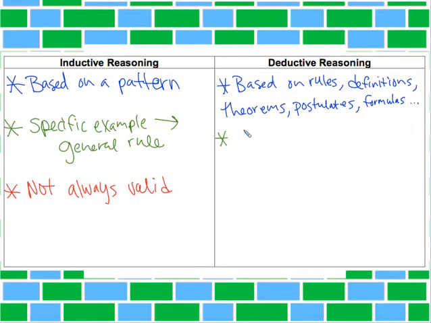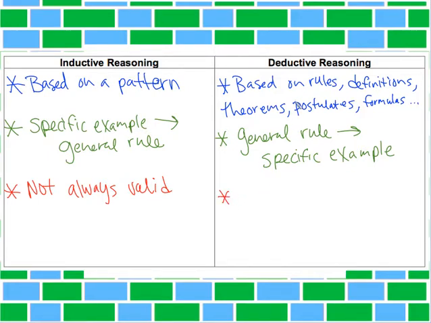Now this takes a general rule and applies it to a specific example. So if I give you the rule of Pythagorean theorem, you can apply that to any example of a right triangle that I give you. The rule would be Pythagorean theorem, and the example would be just one triangle that you're using it on. Now, because this is based on facts and rules, I didn't put facts. Sorry, that's my favorite one. It's based on facts and rules and definitions. These are always valid.